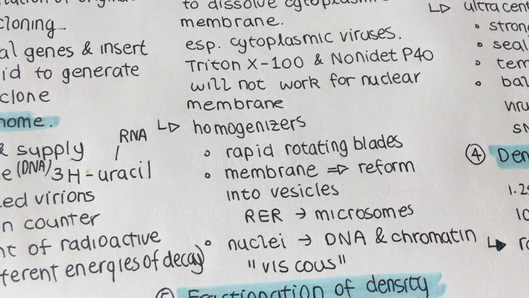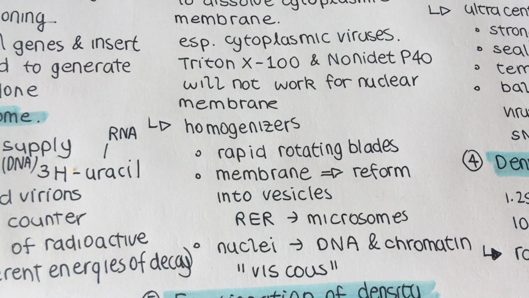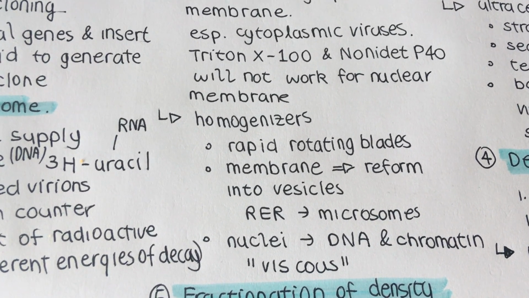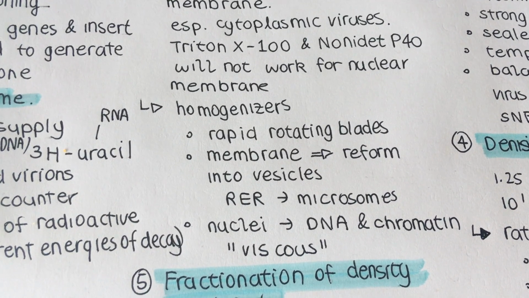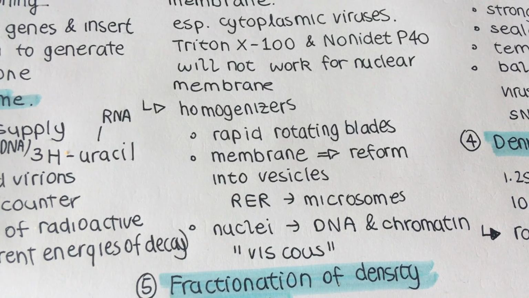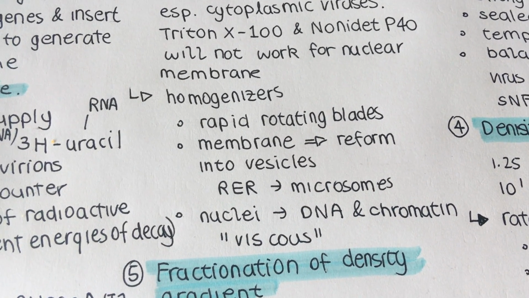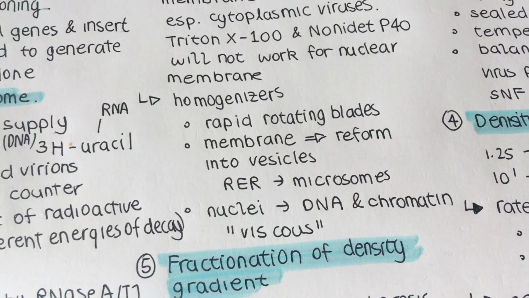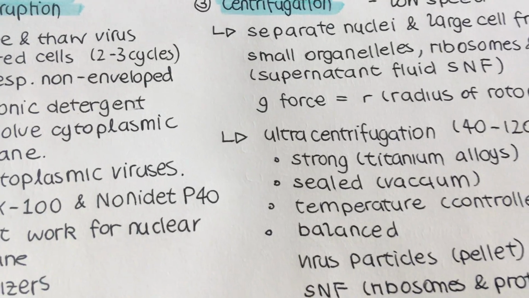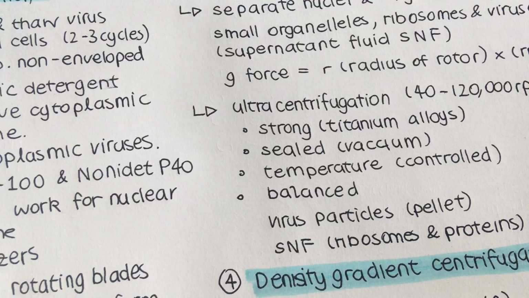Or you can use a homogenizer like a blender, which has rapid blades to disrupt membrane and cause vesicle formation, causing the rough endoplasmic reticulum to form into microsomes and disrupting the nuclear membrane, so you get DNA and chromatin forming a very viscous solution. For analysis of this viscous solution, you need to use centrifugation.